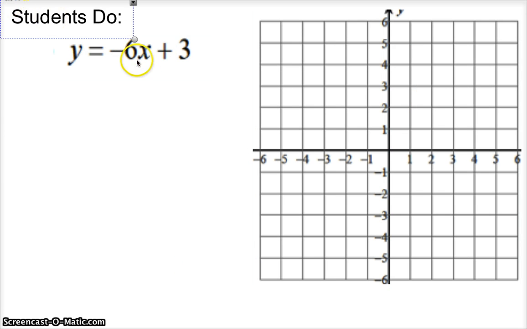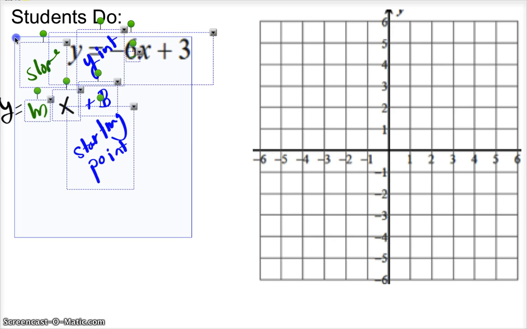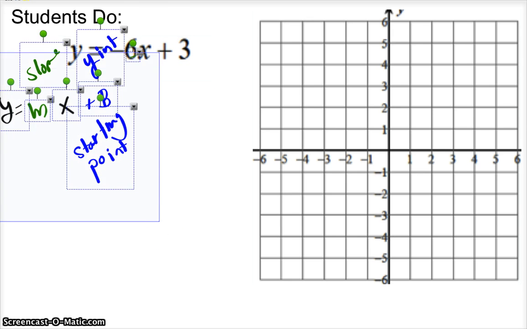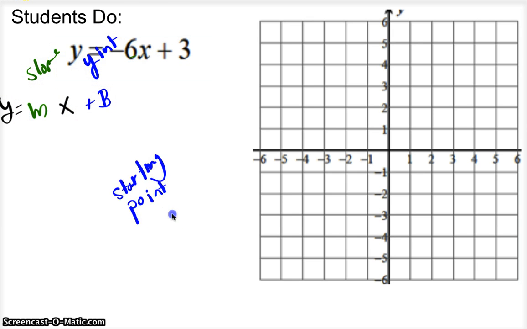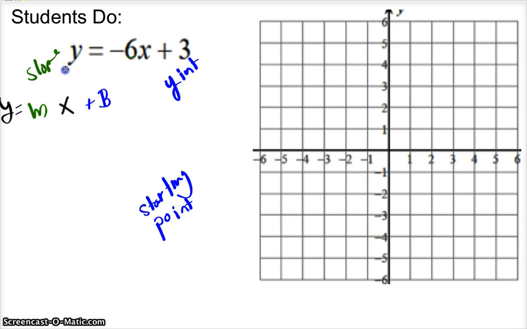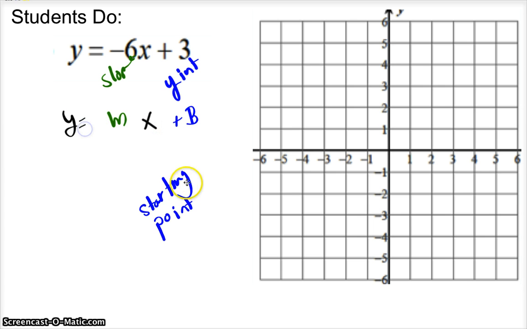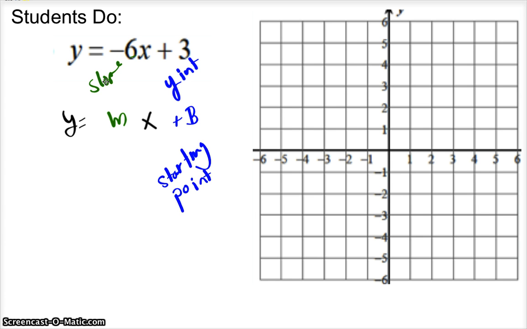So let's bring it over here. These things here. Y-intercept, slope, that's our b, that's our m, that's our x, and there's our y. Again, that's our starting point. Now the unique thing about our slopes right now is it's not a fraction. It doesn't have a rise over run right now. So we'll fix that. We'll make this slope -6 over 1.